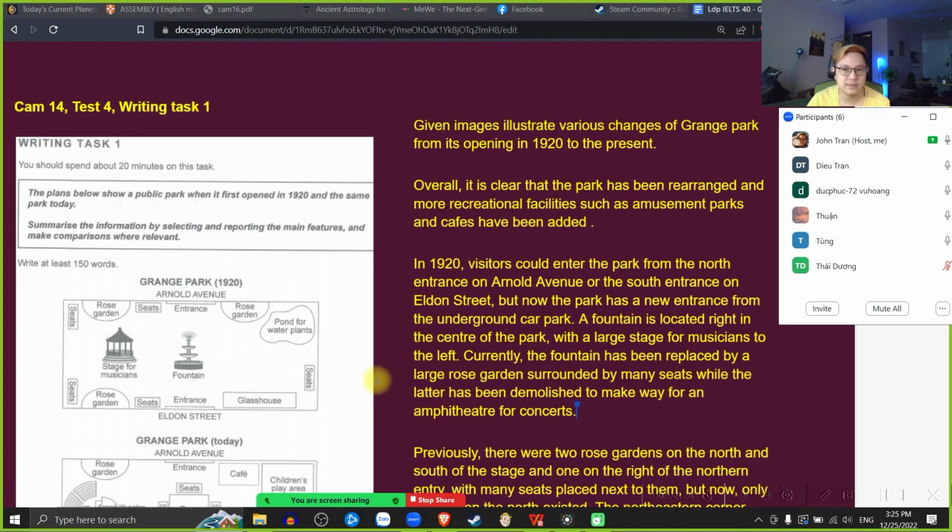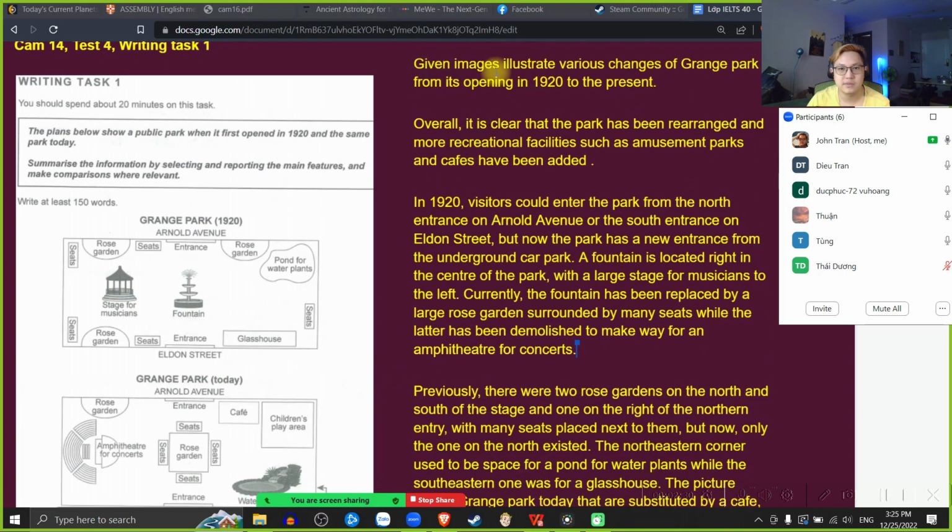So Mr. Phúc, you're writing here now. Various changes to Grange Park, I believe. Various changes. Of Grange Park is okay too, I think. From its opening. Present.